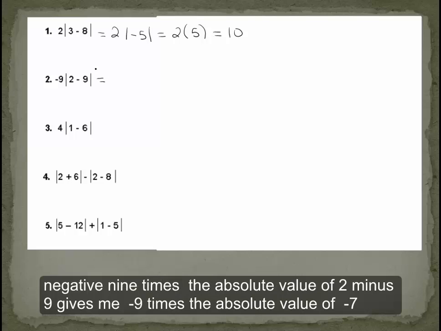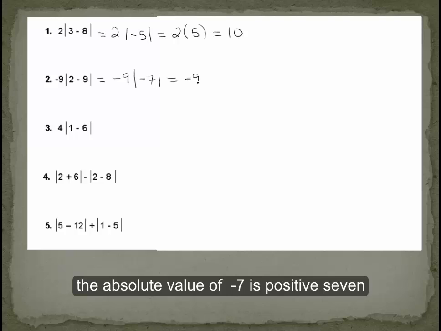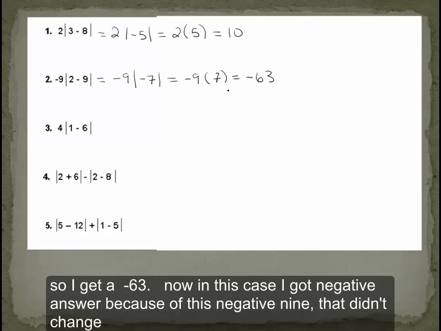Negative 9 times the absolute value of 2 minus 9 gives me negative 9 times the absolute value of negative 7. The absolute value of negative 7 is positive 7. So I get a negative 63. Now in this case, I got a negative answer because of this negative 9. That didn't change.